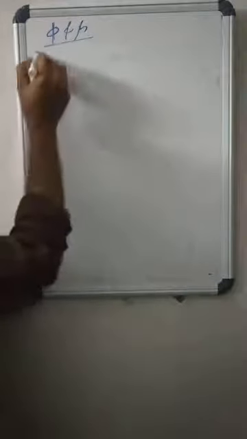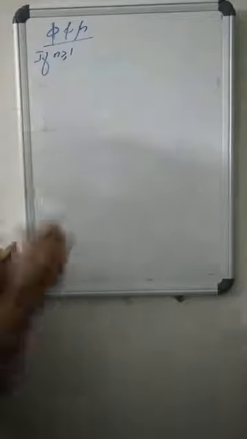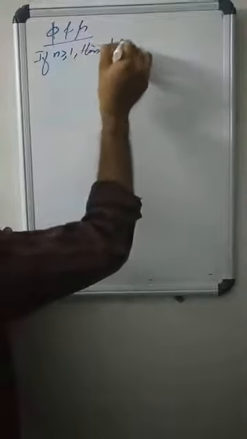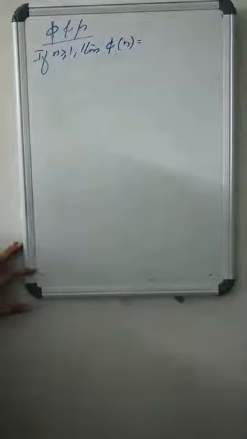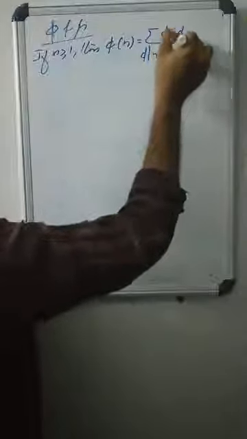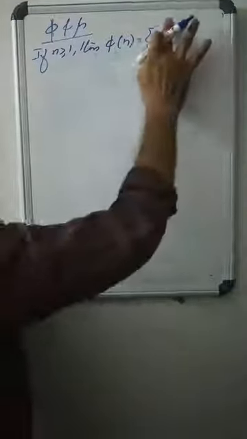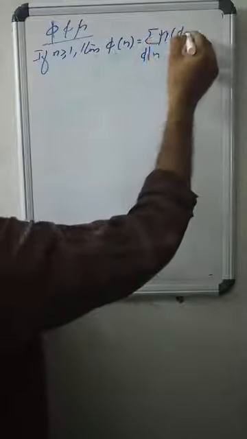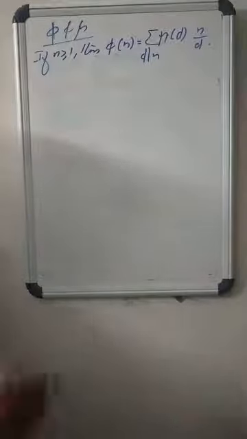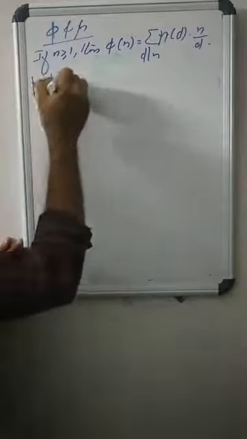So there is a result. If n is greater than or equal to 1, then phi of n equals sigma over d dividing n of mu of d times n by d. So this is the result. If n is greater than or equal to 1, then phi of n equals sigma over d dividing n of mu of d into n by d. So how? For this, the proof is in this way.